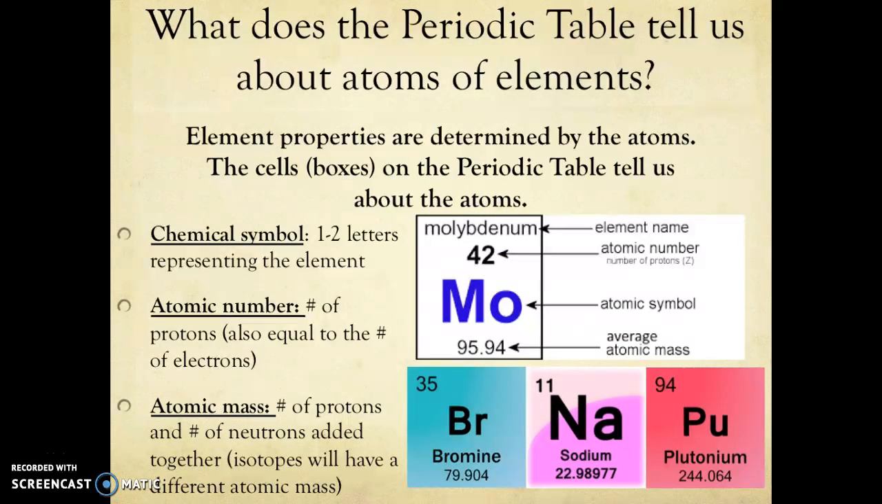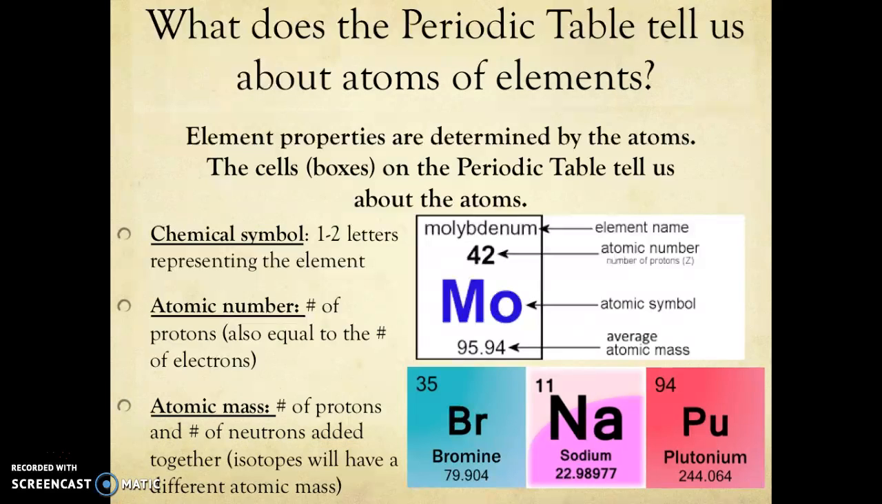Now the periodic table. We'll be taking more notes about the periodic table later this week. We'll be working with it more. But we can learn a lot about atoms of a particular element just by looking at that box on the periodic table. So those boxes on the periodic table tell us a few things about the element. The first thing that's on there is called a chemical symbol. It's basically just a couple letters representing that element. Think of it kind of like initials.